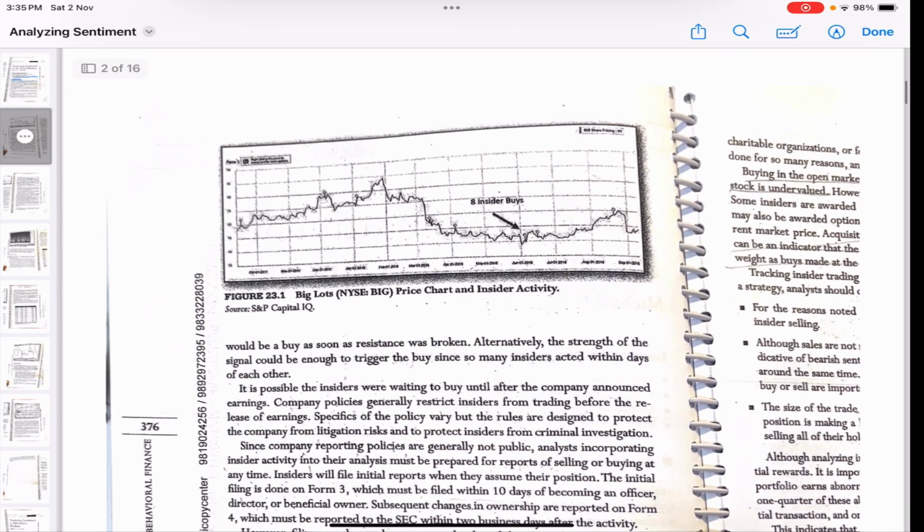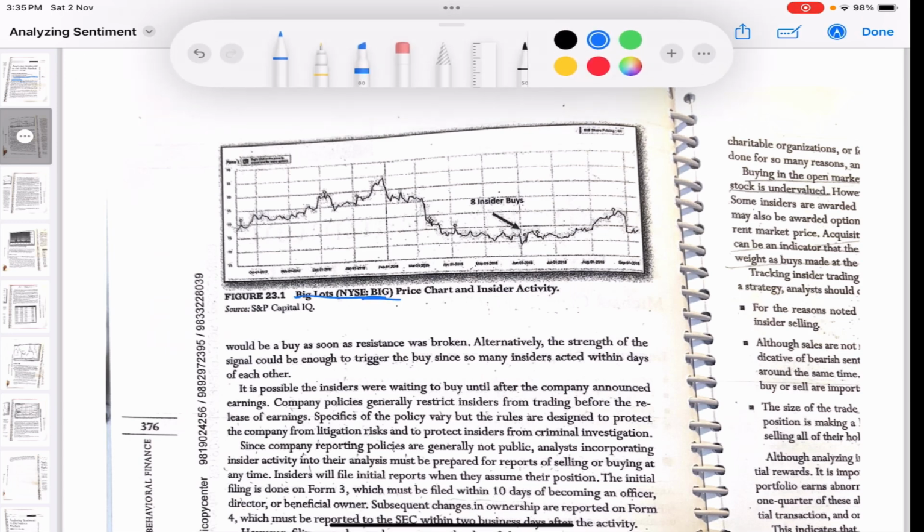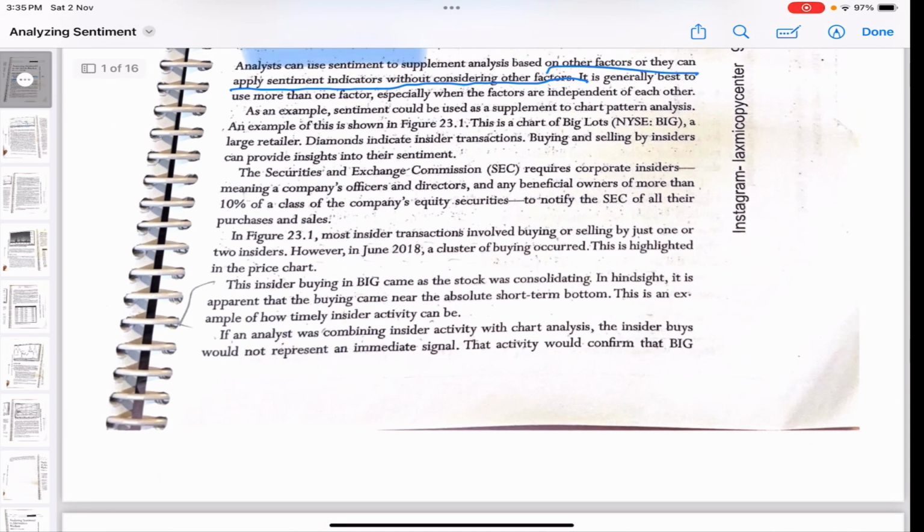Let's see 23.1. So, Big Lots, NYSE: BIG, price chart and insider activities. You can see this is the price and these are the dates. And here you can see eight insider buys have taken place. You can see the markouts over here. Now let's read the description of the charts. This is a chart of Big Lots, NYSE: BIG, a large retailer.